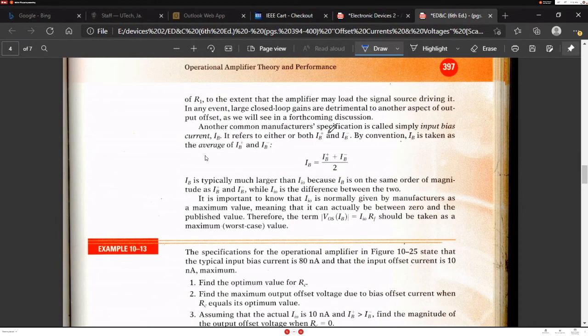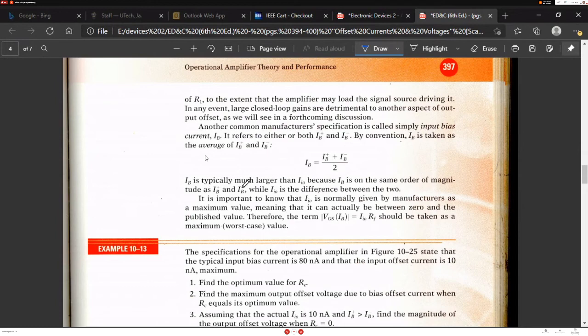Another common manufacturer specification is simply the input bias current, which is IB. It refers to either or both IB plus and IB minus. By convention, IB is taken as the average of both IB plus and IB minus. So what I do is just call IB, which is what is given most of the time by the manufacturer, the average of the two. So if they are the same, it's going to be 1 plus 1 divided by 2, which is going to give you 1. Right? So IB is really the average of both.